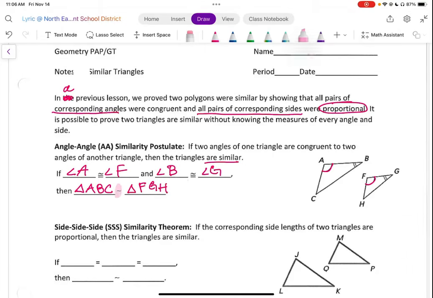So this little symbol right here means similar. It's just a little squiggly, just like the little squiggly that's on top of a congruence symbol. Congruence is like this. Notice how it has an equal sign because congruent means equal, and similar is just part of that. So not equal, but they are alike. They're like cousins, but they're not twins.